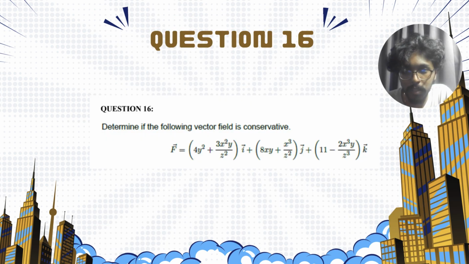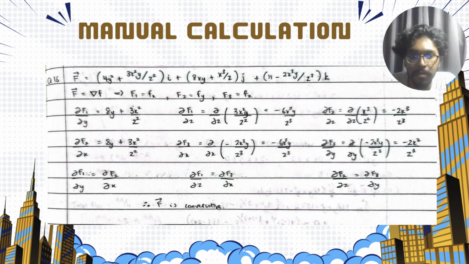Now to question 16, which is pretty similar to question 15 before. It also asks to determine if the following vector field is conservative or not. We will look at the manual calculation first. This is the manual calculation for question 16, which is pretty similar to question 15, but I used a slightly different approach this time.